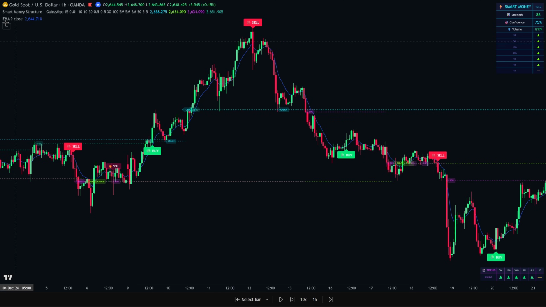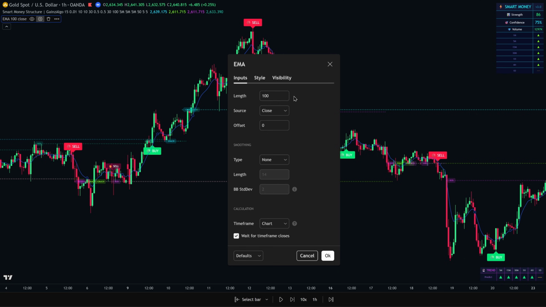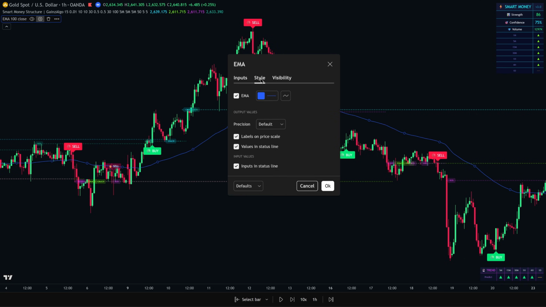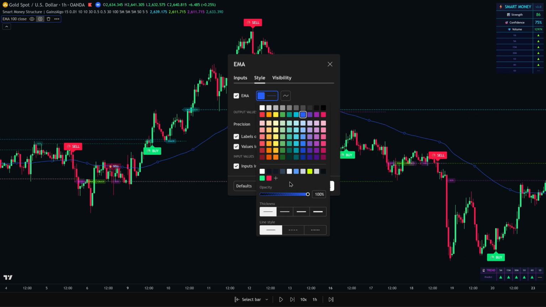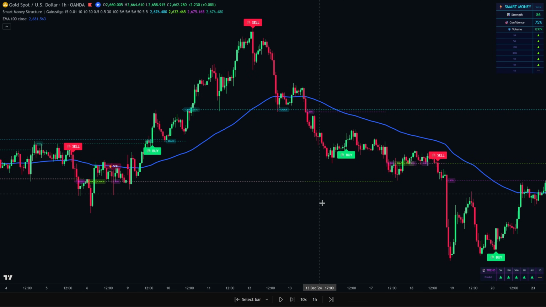Go to the indicator settings, change the length to 100. Then go to the style section and increase the thickness slightly so it is clearly visible. After that, click OK to apply it to the chart. Now, here are the rules for the backtest.